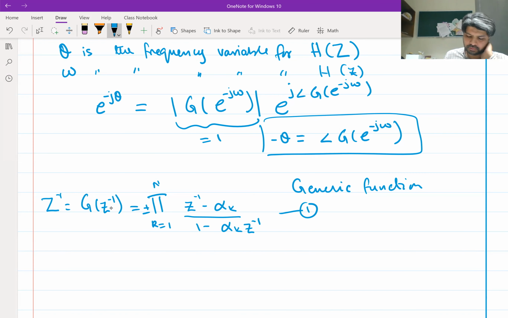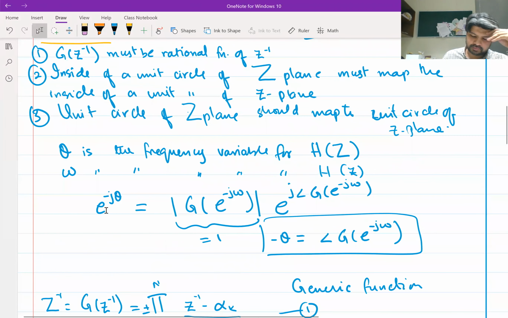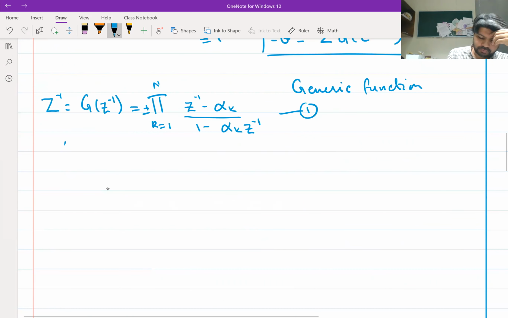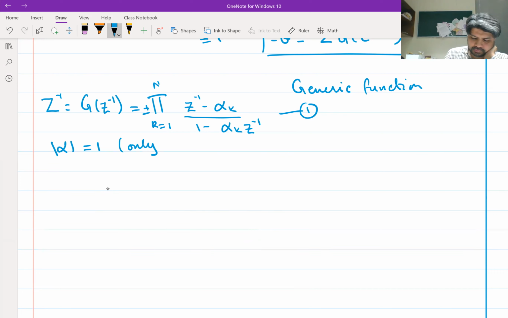And this equation one would satisfy the constraint that the inside of the unit circle must map to the inside of the unit circle if and only if alpha mod is less than 1. So he proved that only then can constraint 2 be satisfied.